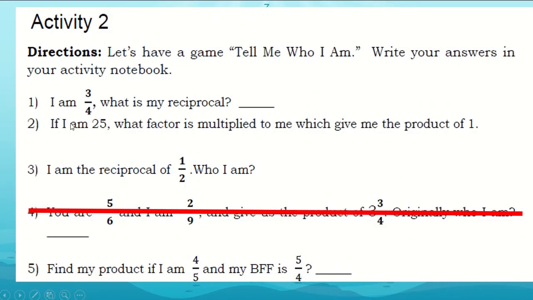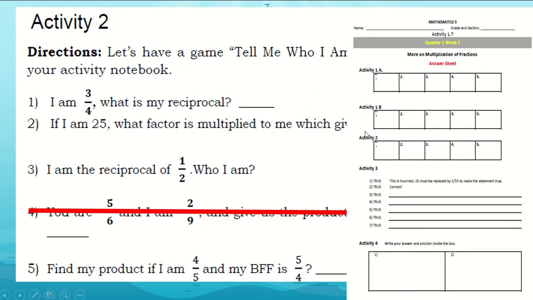For activity 2, you're going to write your answer on this part. So, let's have a game. Tell me who I am. Dito nyo isusulat yung sagot ha. I am 3/4. What is my reciprocal? So, ano daw ba reciprocal ng 3/4? Kung ano yung sagot mo, dito mo ilalagay. So, yung number 4, you don't have to answer kasi may missing number.